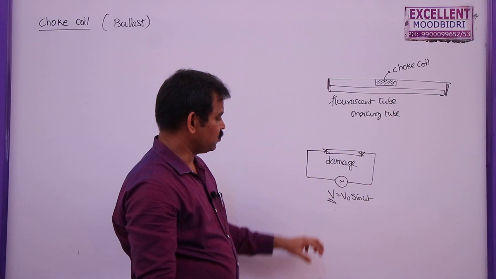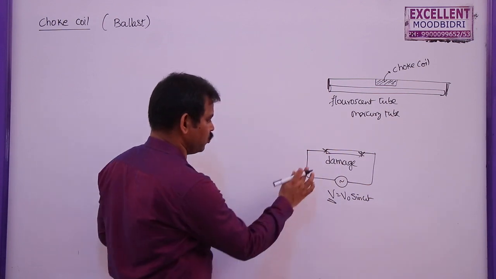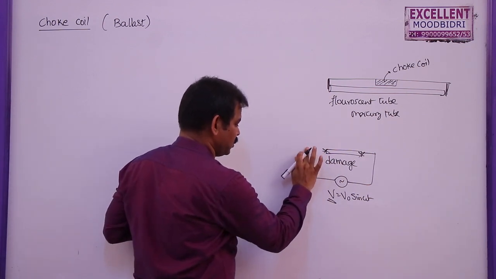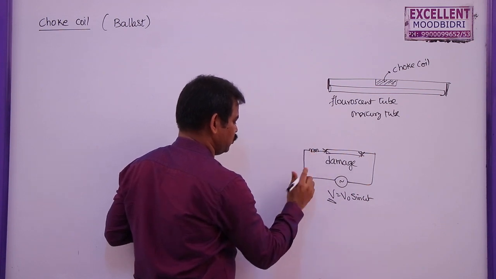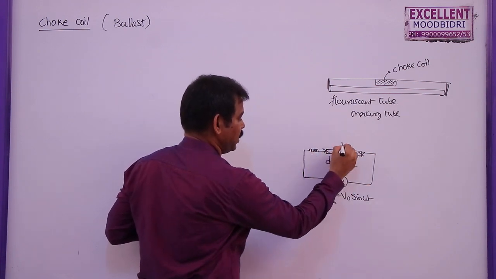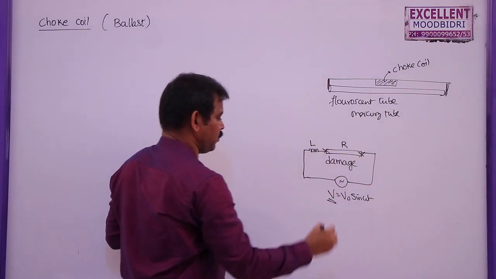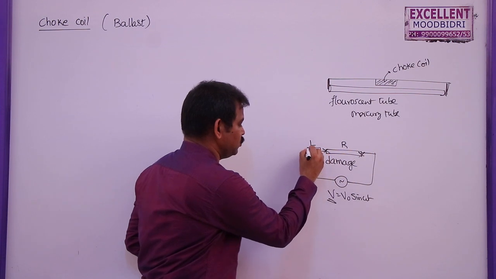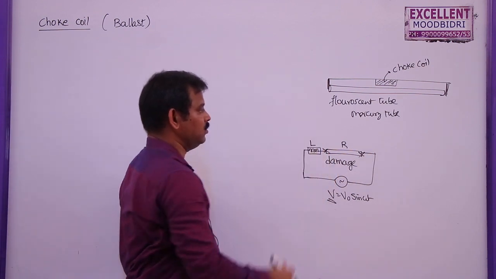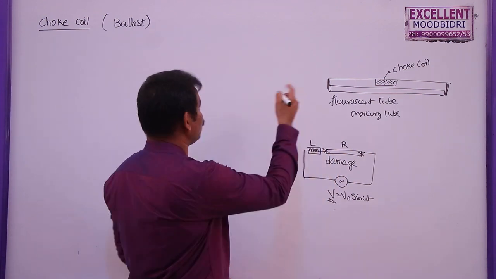fluorescent tubes. But to avoid this damage, we are going to connect one inductor in series to this tube light. This bulb will have some resistance, and we will connect one inductor here. This inductor coil, which is used in series with a mercury bulb or fluorescent tube, is called a choke coil.